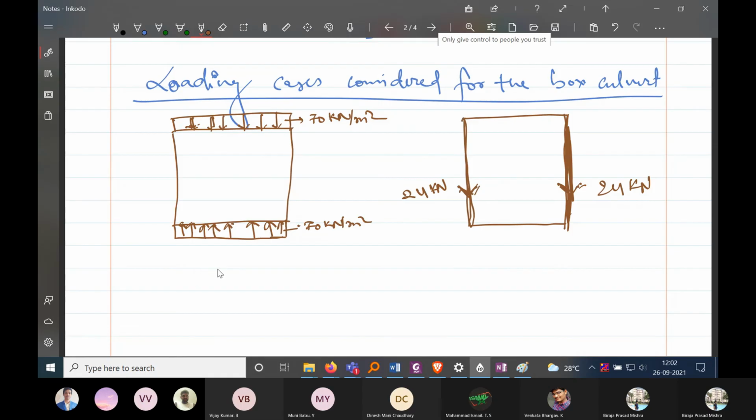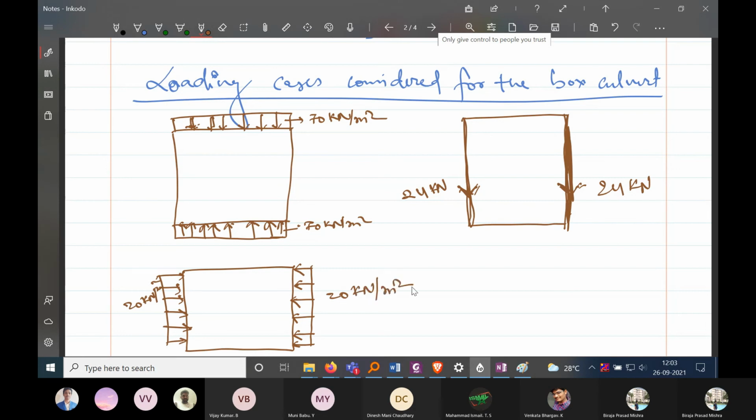Right. Now, what is the next load we calculated? The soil pressure. The soil pressure is 20 kilonewton per meter square. So it is a uniform soil pressure, 20 kilonewton per meter square.